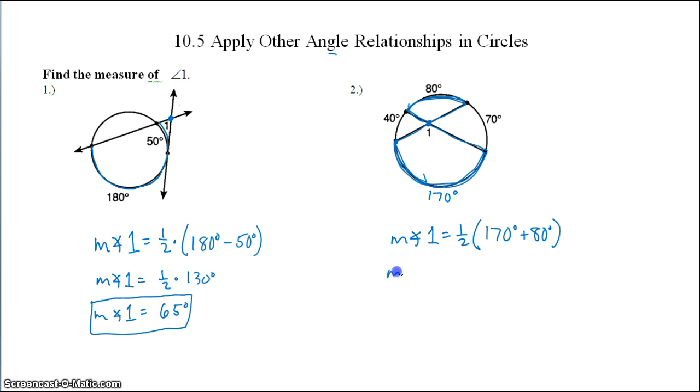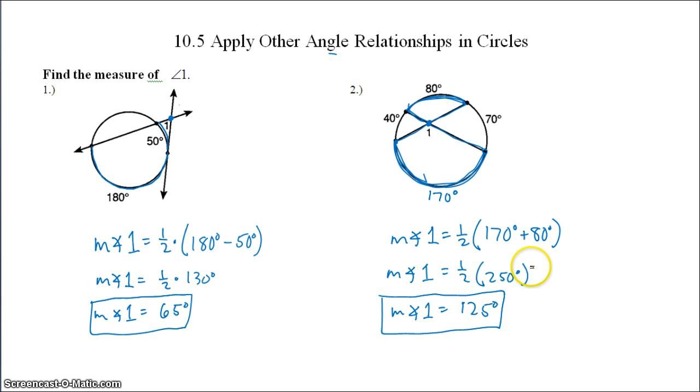Now I just need to solve for angle 1. 170 plus 80 is 250. 1/2 of 250 is 125 degrees. Now when I look at angle 1, it's 125 degrees. And this angle is going to be vertical with this angle, so this angle is also 125 degrees.